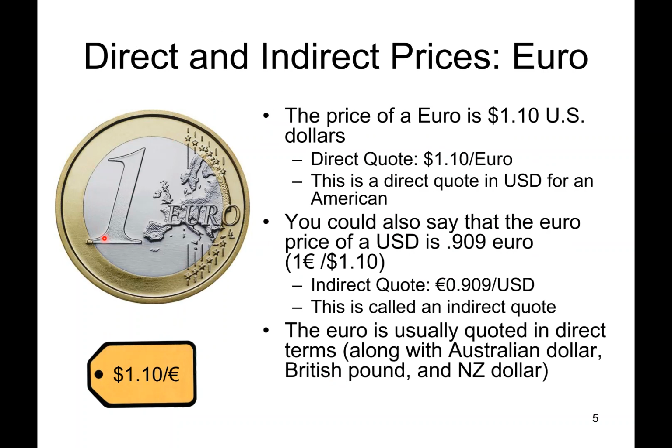Here's another one of my favorite commodities in the world. It's called a euro. It buys me lots of things I like. So the price of a euro is about $1.10. That's a direct quote for an American for this commodity called a euro. Now you can also invert that and take 1 over 1.10 and say, in this case you're exchanging euros for dollars, so it's 0.909 euros per 1 US dollar. That's an indirect quote. That's the euro price of $1 instead of the dollar price of a euro. Now the euro is usually quoted in direct terms, luckily, just like lattes.